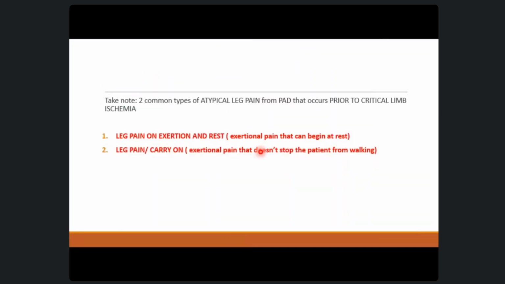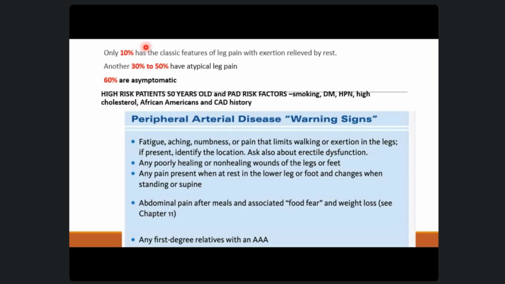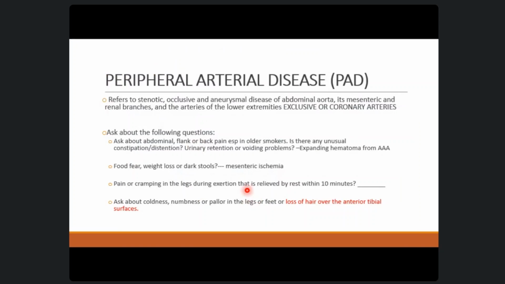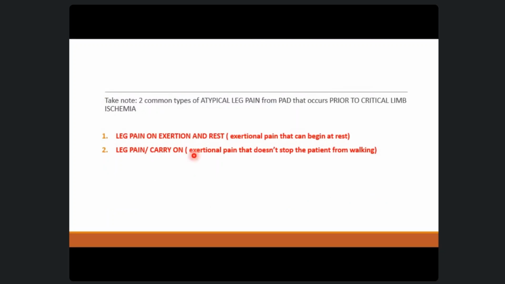So take note, two common types of atypical presentation. Remember, atypical presentation is about 30 to 50%. So these are atypical symptoms: leg pain on exertion and even at rest. Kasi di ba kanina, the intermittent claudication is relieved with rest: pain or cramping in the legs during exertion, relieved by rest within 10 minutes. This is intermittent claudication. So the atypical one is leg pain at exertion and at rest. Okay? So this is an atypical presentation.